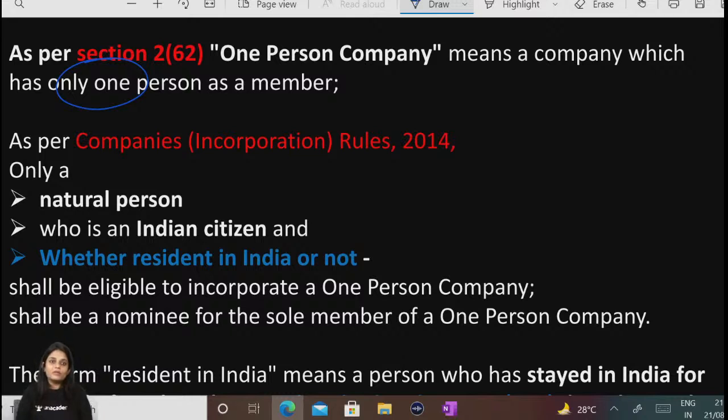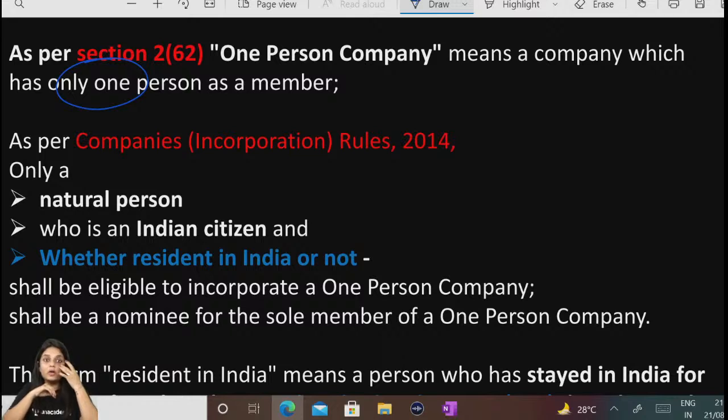Do you know which country was the first one to actually incorporate the concept of OPC? Any clue about which country was the first country to have this concept of OPC? Any clue? And in fact, when I tell you about the case law, you'll be like, oh yes, I know the case.